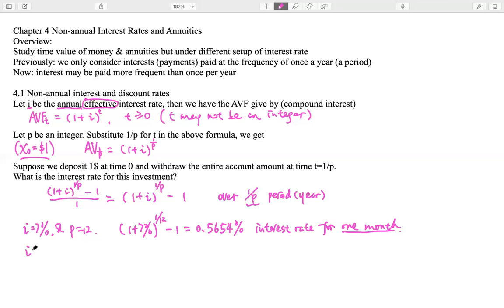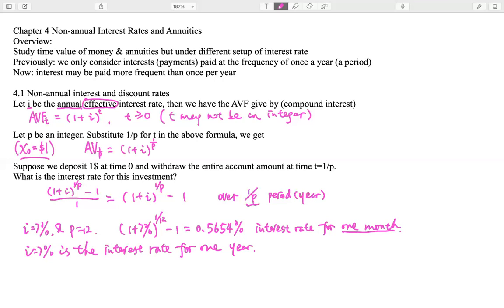Okay, so i is the interest rate for 1 year. So the interpretation is very straightforward, right? If you put $1 in your account, 1 year later, you will get your $1 back plus 7 cents as interest. If you put $1 in your account for 1 month, 1 month later, not only do you get your $1 back, you will get some tiny cents, $0.00565 back. Okay, that's the meaning.